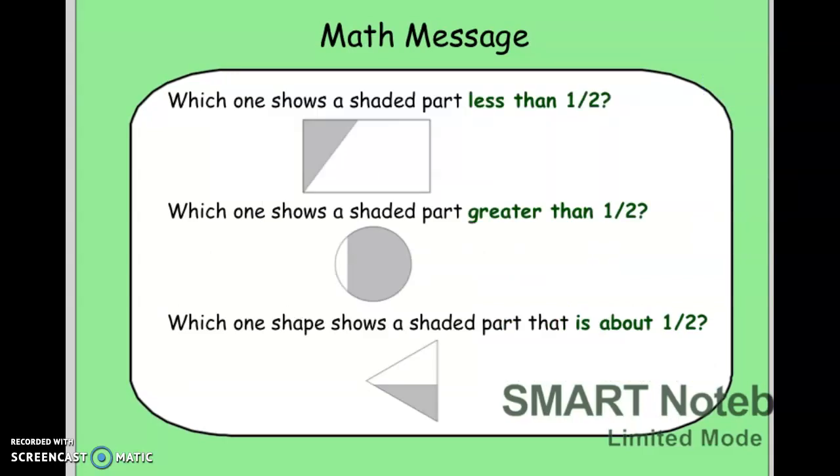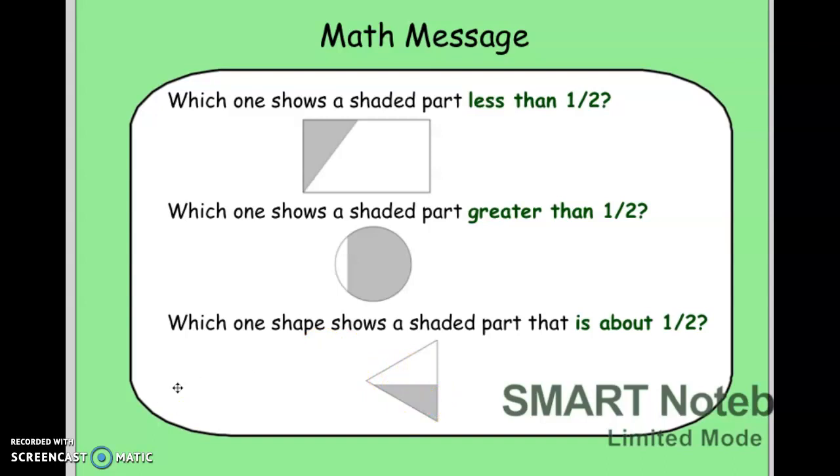Here's what you should have thought about. The rectangle has less than half shaded in. The circle has more than 1/2 shaded in. And the triangle is almost about 1/2.